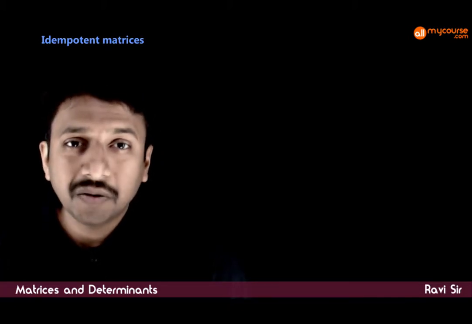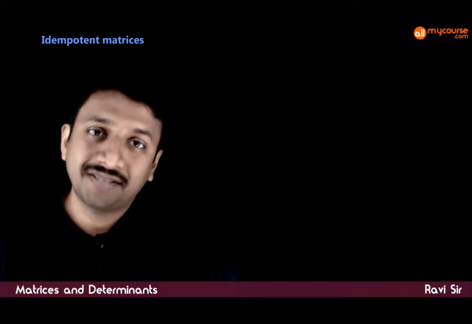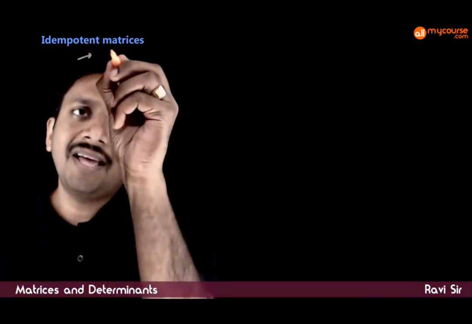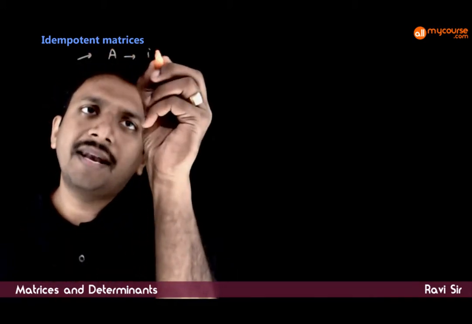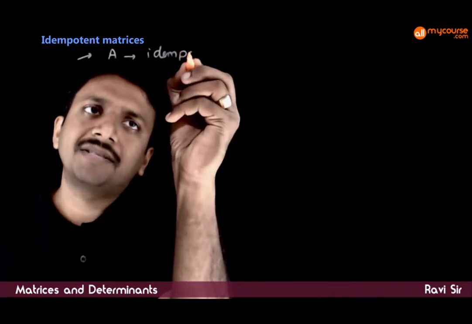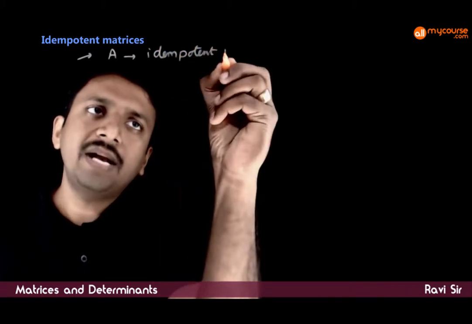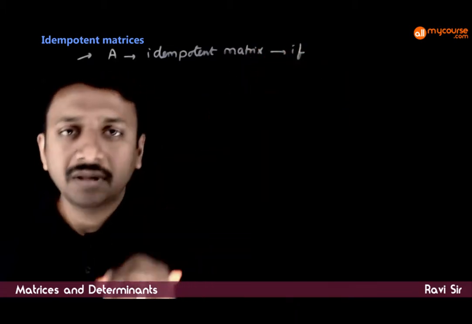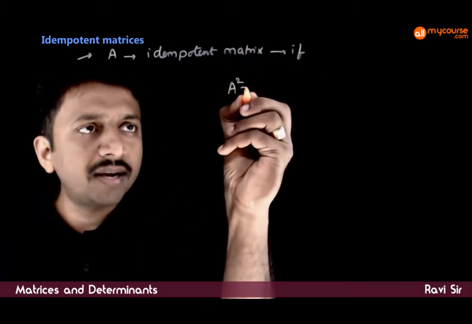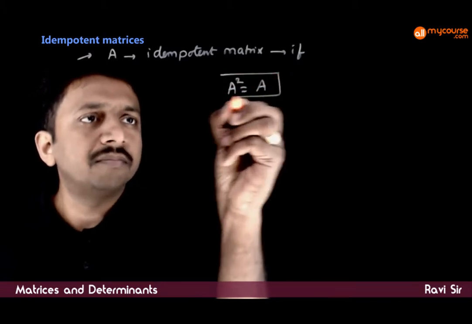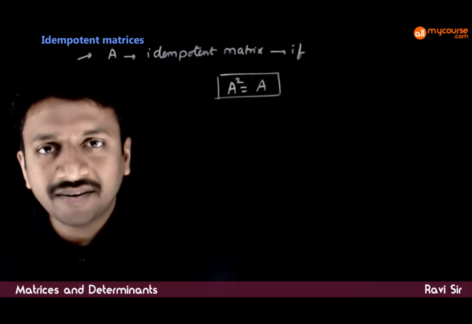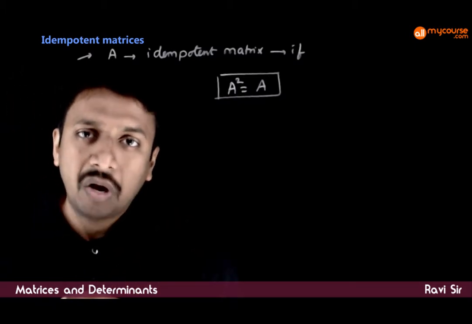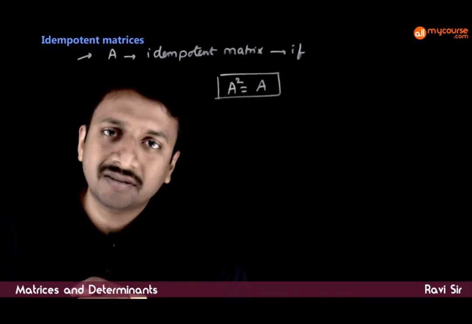In this video, let us look at what idempotent matrices are. A matrix A is called an idempotent matrix if A square is again equal to A. So if you have a matrix A, square it. If you get the same matrix again, we call it an idempotent matrix.